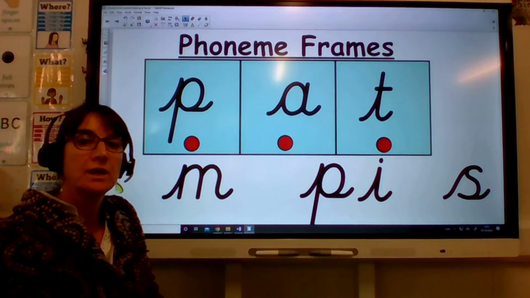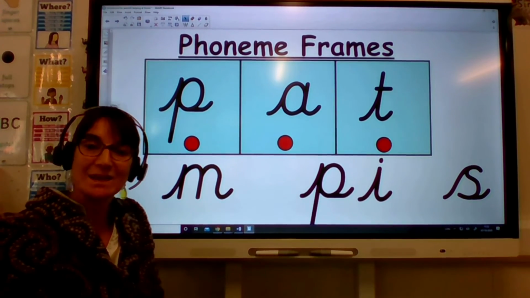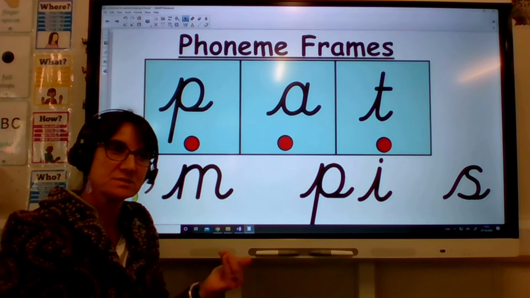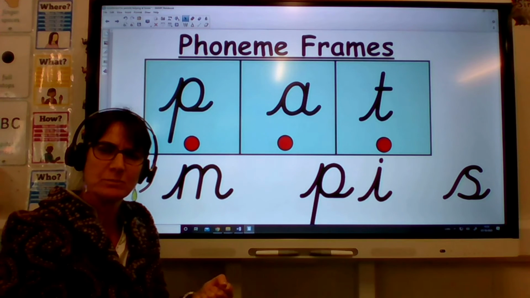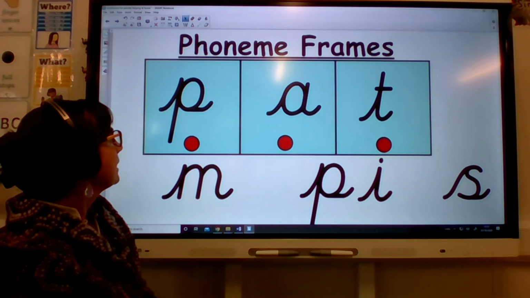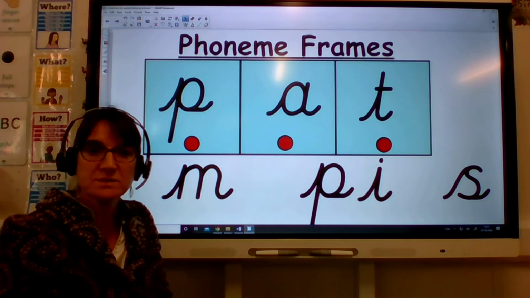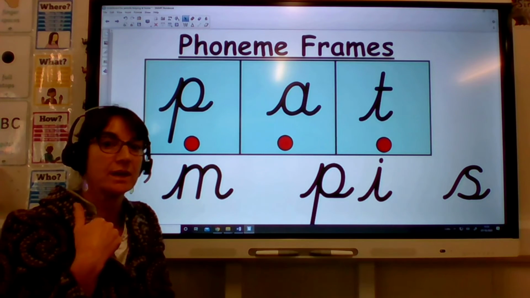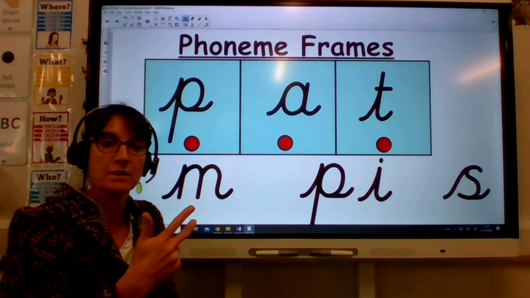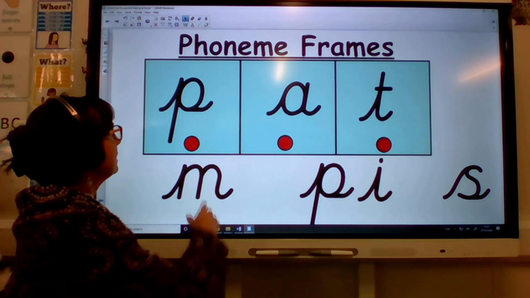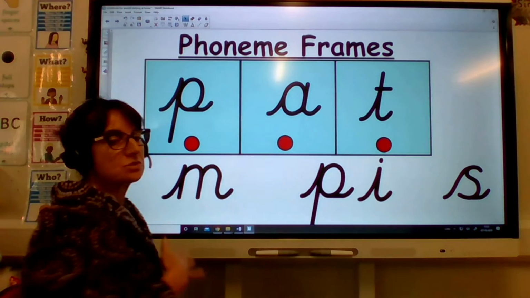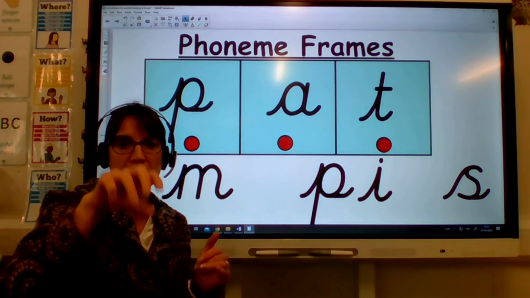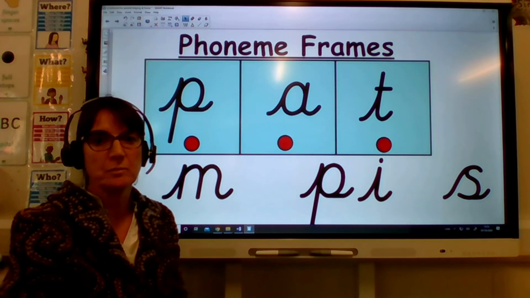That's our blending. If we wanted to segment it for writing, if you remember, segment begins with s, same as spelling, and if we're writing, we want to know how to spell the word. If we want to write the word pat, we would say, okay, children, I say the word pat, you say pat. Right, now I need p, a, t to write the word pat. That's how I've segmented it. I've split it up into the three letters that I need to spell the word pat.